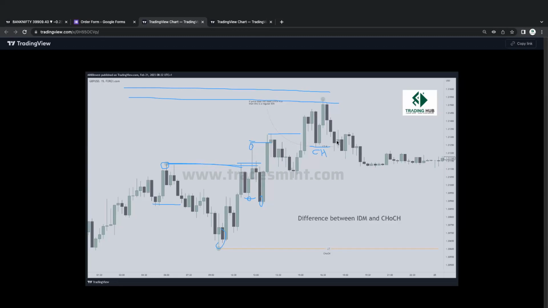So mainly you have to understand that CHoCH only happens when price taps on a PDI and the first pullback is a CHoCH. If price breaks the major high or low, the major structure high or low, and the inducement is taken out, then this is also called change of character.